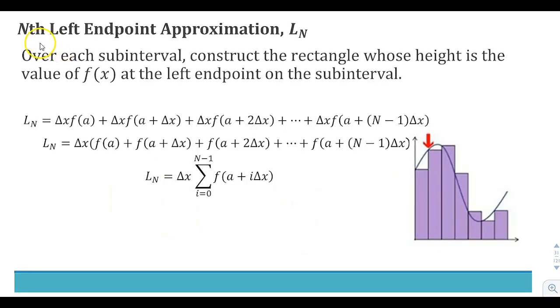Now we're going to get a little bit more technical and think about the nth left endpoint approximation, L sub n. Over each subinterval, we construct the rectangle whose height is the value of f of x at the left endpoint on the subinterval. We did an example of this, but it's formally coming from this definition here, which can be a little hard to understand, so we're going to label up our graph to make sure we understand the notation.